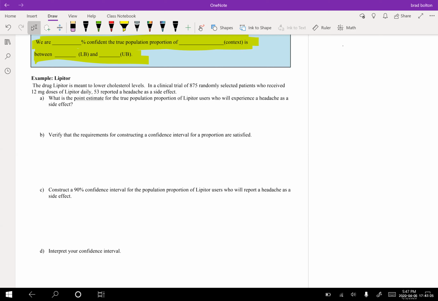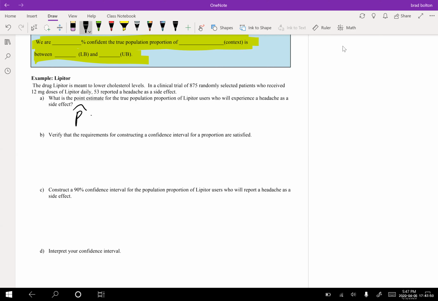So basically, this problem is going to lead us down a path where we ask: what would the expected population proportion, or what percentage, however you want to look at it, of the population would we expect to experience headaches as a side effect? Now you understand that the first thing they want to know is the point estimate. That's where we need to start.